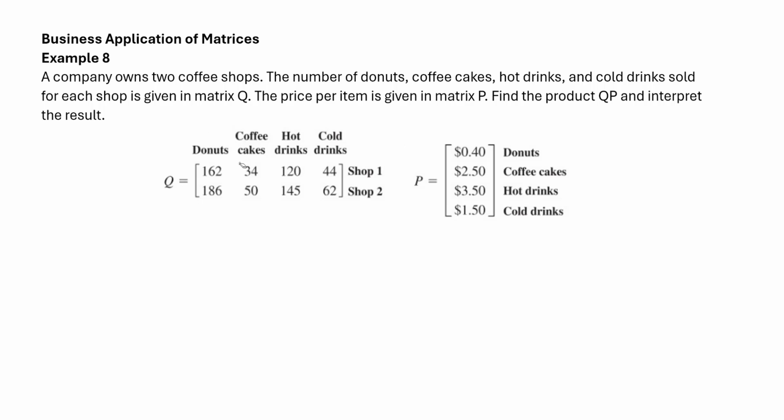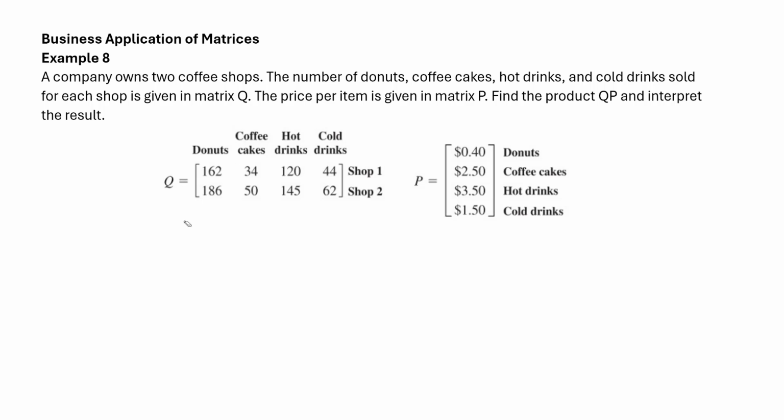Okay, so you have this first matrix, which is showing you the 2 rows are the shops. They have 2 shops, shop 1 and shop 2. And the rows are telling you how many donuts, how many coffee cakes, how many hot drinks, and how many cold drinks are sold at each shop per day. So the second matrix, P, is telling you the cost of each of those things. Donuts are 40 cents, coffee cakes are $2.50, hot drinks $3.50, cold drinks $1.50. So we are going to multiply these 2 matrices and then say, what does that tell us? And it's fairly simple, but we'll do it anyway.